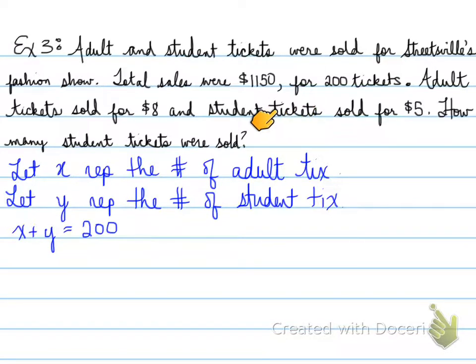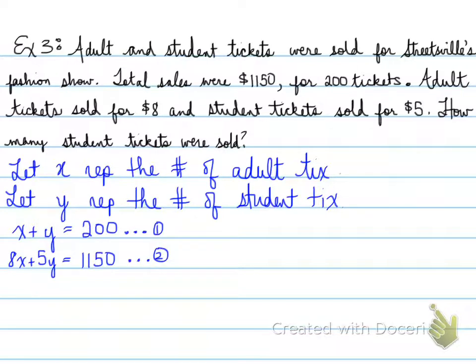The other total value we have is the price. Well, how much do adult and student tickets cost? Well, adult tickets cost $8. So if I take the $8 and times it by x, that will tell us how much money we made for adult tickets. And if I take 5 times y, that's going to tell us how much we made just for student tickets. So 8x plus 5y is going to be a total of $1,150. So what we have here, folks, is two equations.